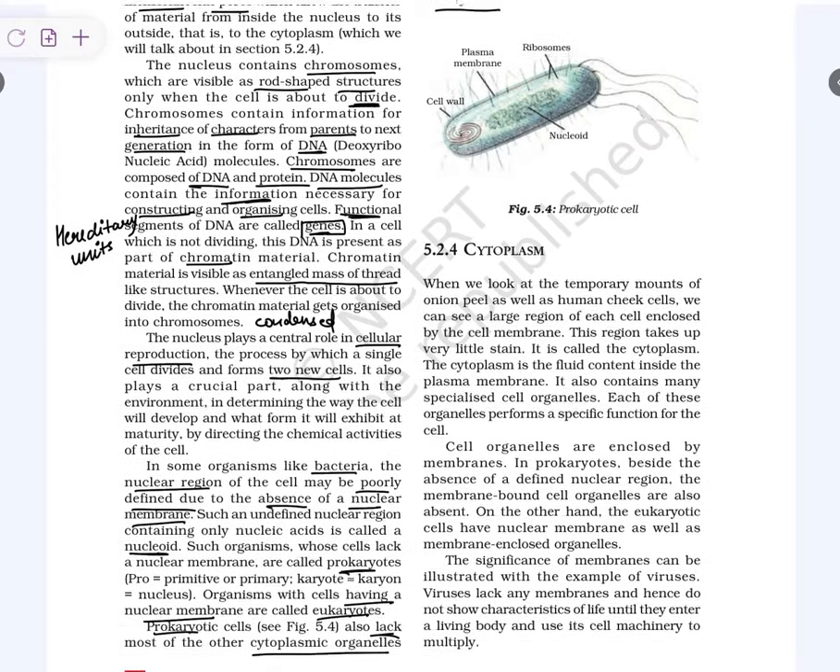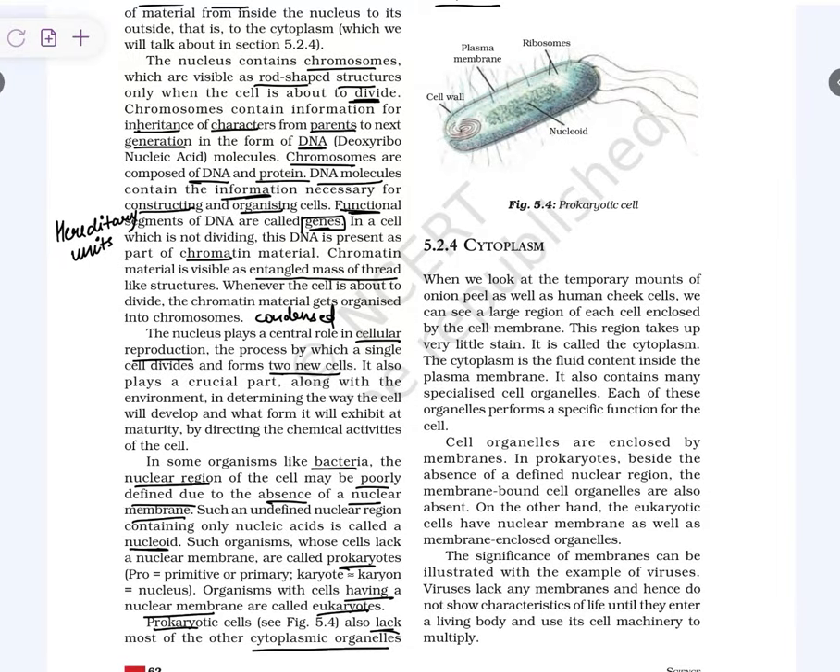Now there is cytoplasm. When we look at the temporary mount of onion peel or human cheek cell, we can see the large region of each cell enclosed by the cell membrane. When we saw the structure of the onion cell or the human cheek cell, we saw that the cell membrane is enclosing a large region, inside which the nucleus is also present, and that large region is actually the cytoplasm.